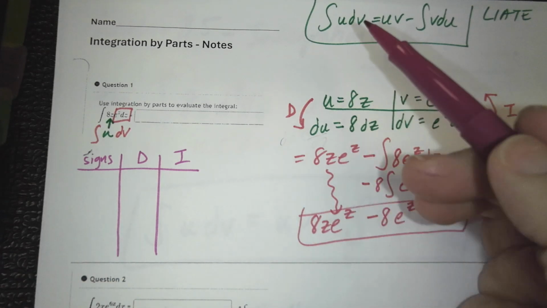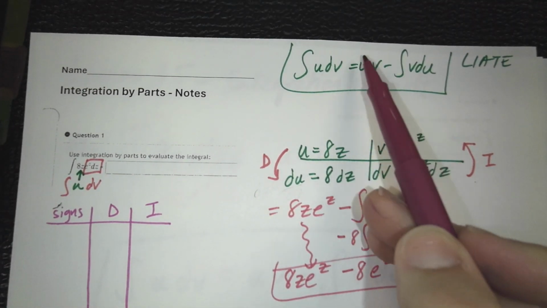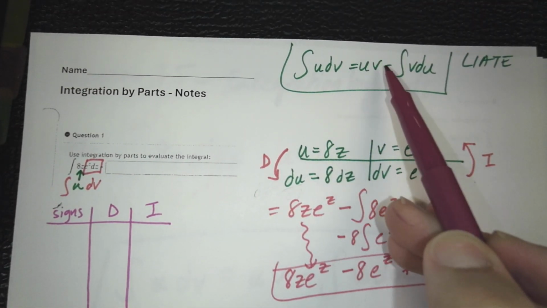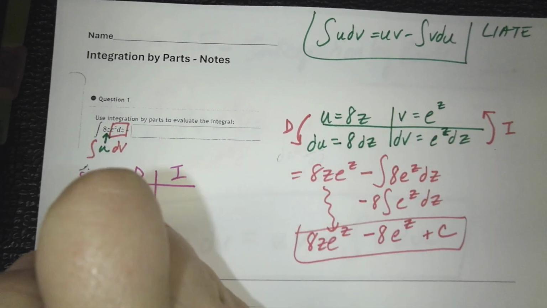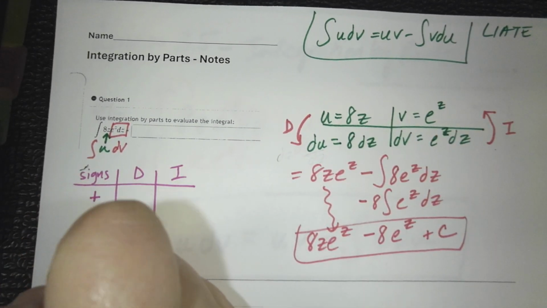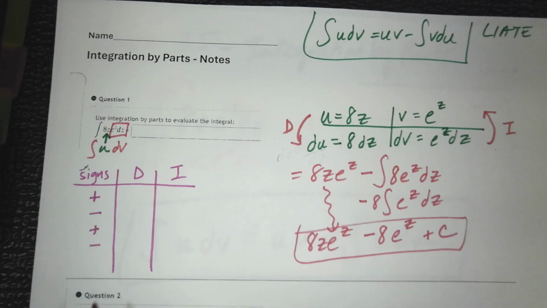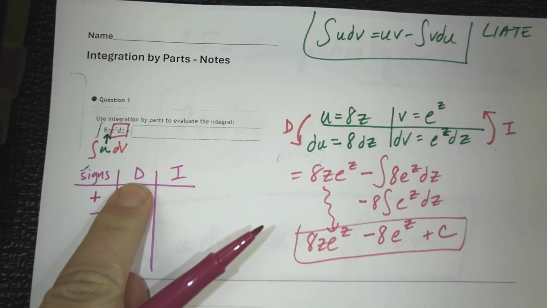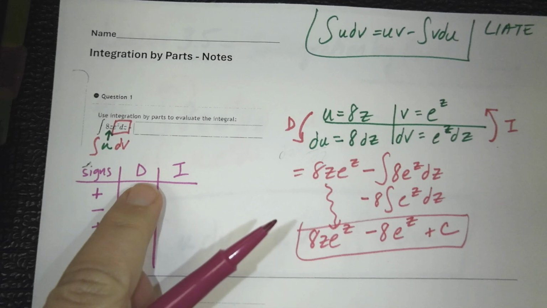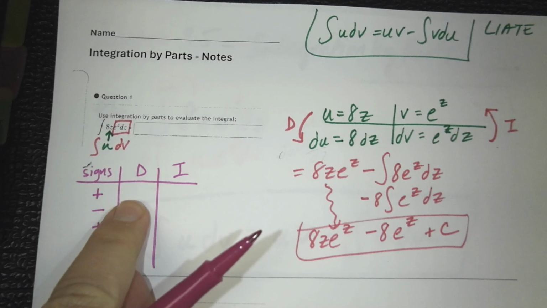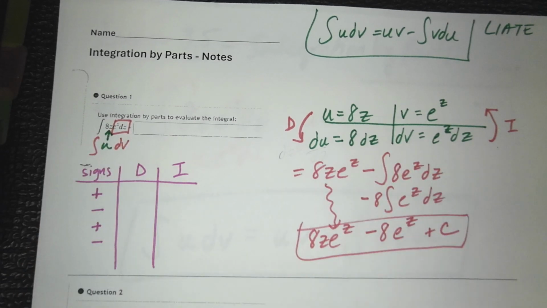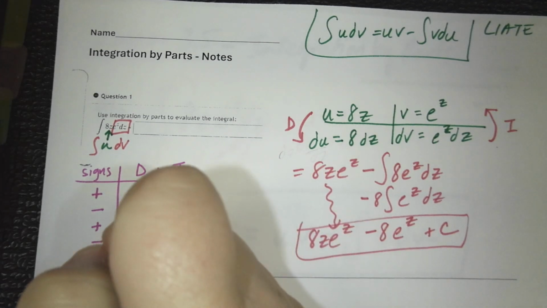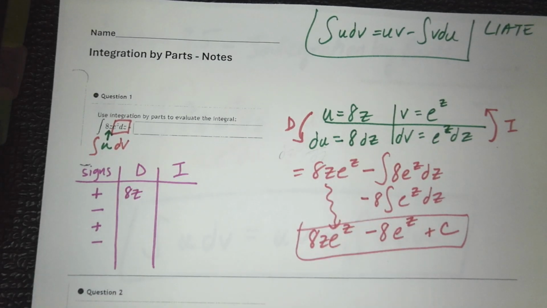The signs will always be the following. If you notice, this first term starts positive, and this second term starts negative. Do you see that? The sign will always go plus, minus, and it'll just keep going in that pattern. Your D stands for derivative. So you're going to put your u right here, which, according to LIATE, was algebra. So we're going to put 8z here. You're going to take a derivative until you get down to 0.